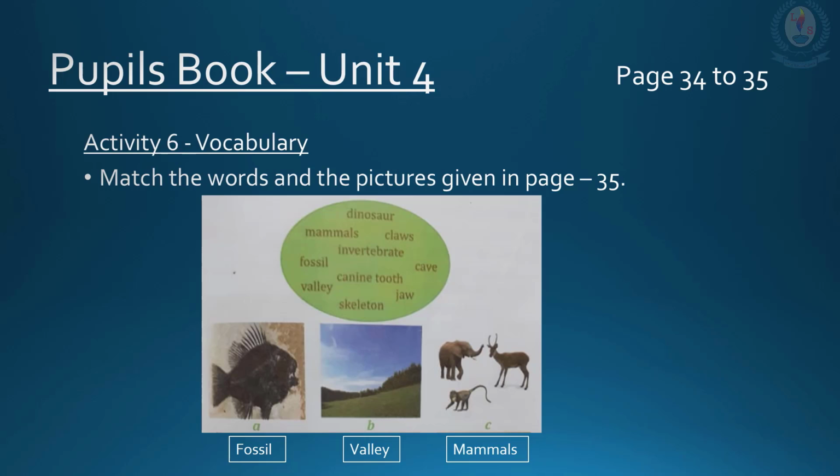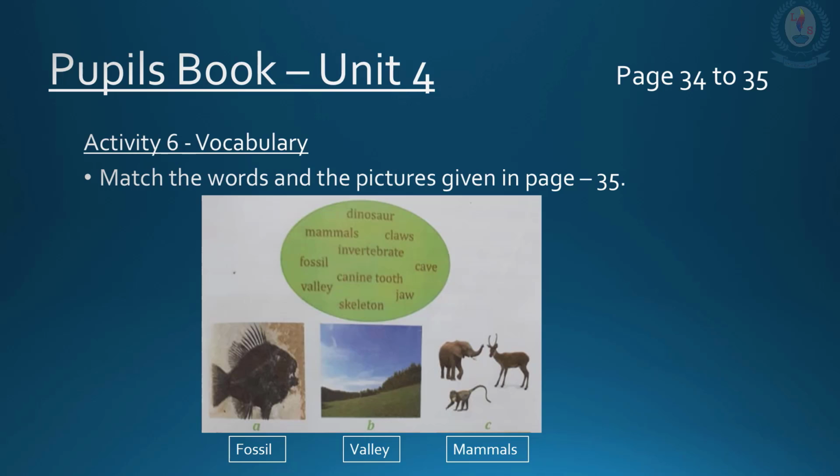The first picture looks like a fish that has been fossilized. So the closest match is a fossil, as I have given over here, right? And the image B is a landscape. It's actually a valley, and then we have used the word valley in order to describe this picture. And then C, that's a picture. If you look, these animals are all mammals, so that is easily identifiable, right? So we have used the answer mammals in order to describe this picture. Now there are more pictures, so I'm sure you understand how you should do this activity.